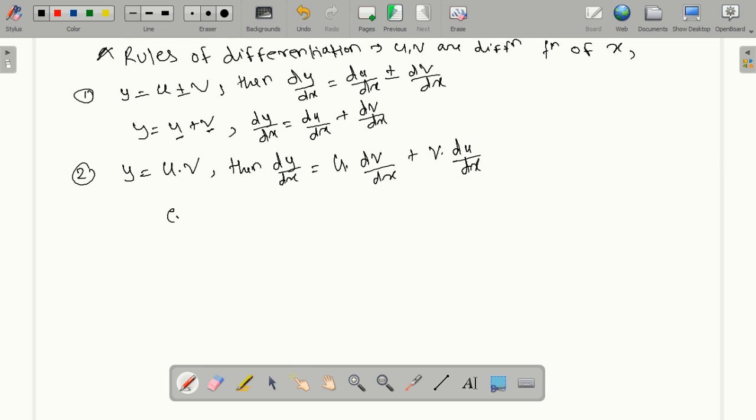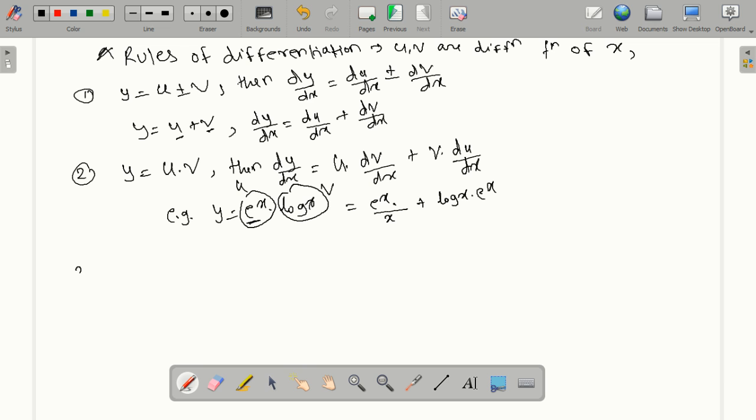So for example, this could be y is equal to e raised to x into log x. The first term is your u, and the second term is your v. If you find the derivative, you just need to use this formula. So this would be e raised to x into the derivative of log x. We have seen in the previous slide, the derivative of log x is 1 upon x, plus v, in this case log x, into the derivative of u, which is e raised to x, right? So this is your differentiation of u into v.